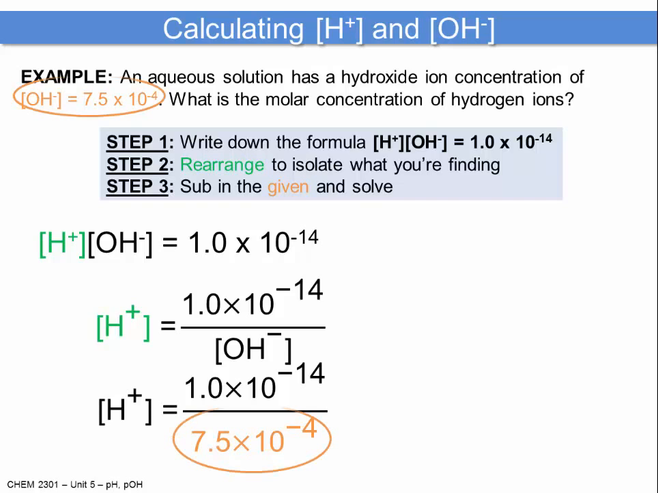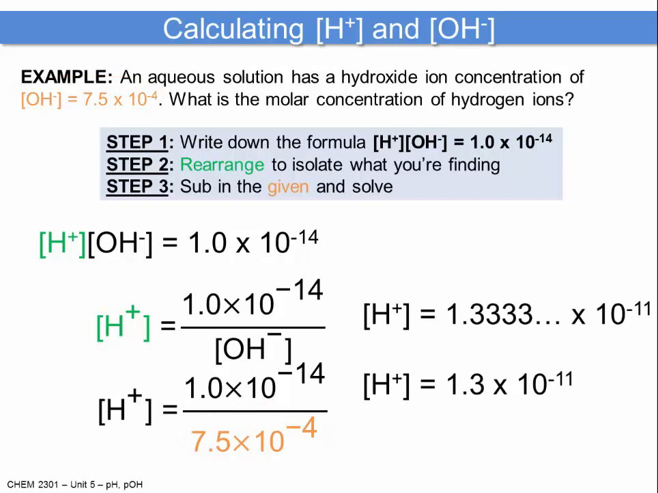And then we can calculate out, finally, the answer. In our calculator, we'll come up with 1.333 times 10 to the negative 11. Of course, we want to keep track of significant digits in this case, and so the answer should be that the hydrogen ion concentration is 1.3 times 10 to the negative 11.